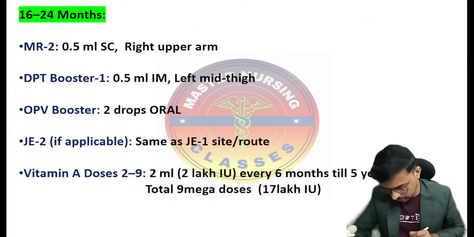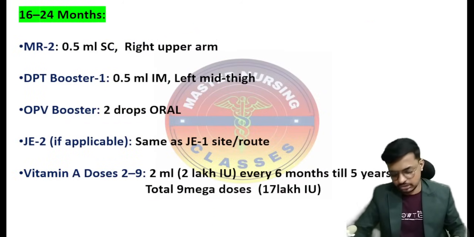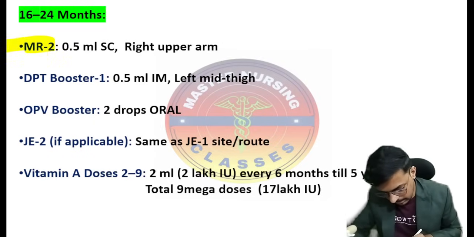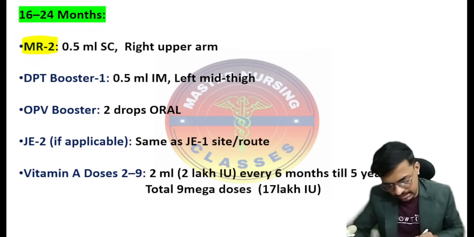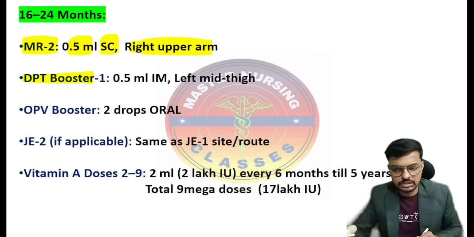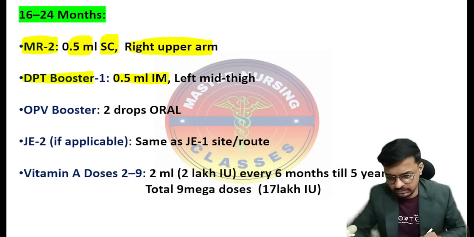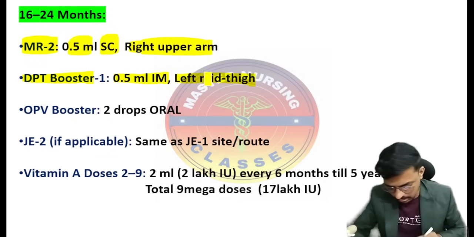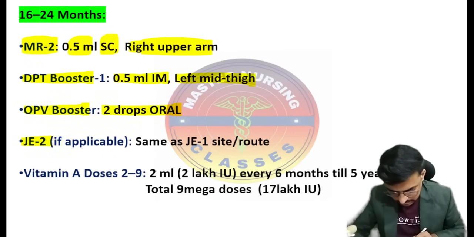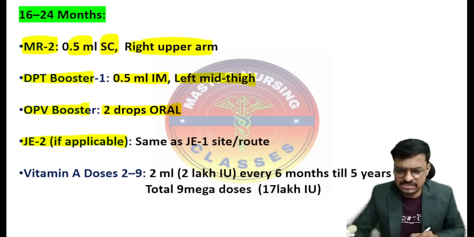Okay, so here come the vaccines which are given at 16 to 24 months. MR2 we will give at 16 to 24 months, again by the subcutaneous route, 0.5 ml, right upper arm, same site. Then the DPT booster, 0.5 ml, again intramuscular route, left mid thigh. Then the OPV booster, 2 drops oral, and the JE if applicable, meaning wherever there is an endemic area.